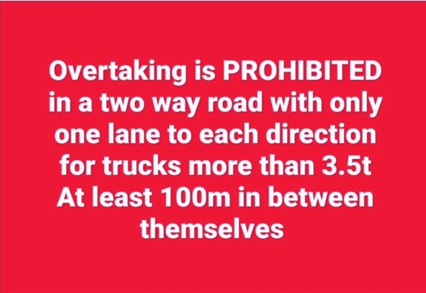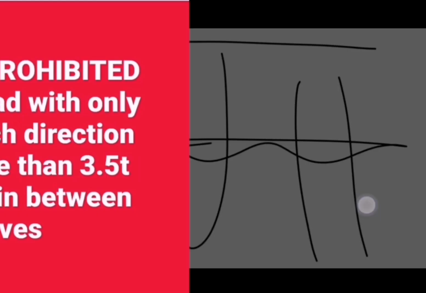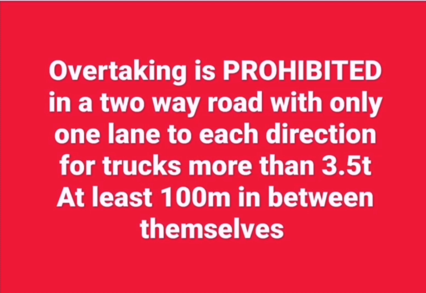Overtaking is prohibited in a two-way road with only one lane to each direction for trucks of more than 3.5 tons, at least 100 meters in between themselves. What they are saying here is actually a question. They are saying overtaking is prohibited for trucks that have a full load weight of more than 3.5 tons. Those trucks that carry goods with a full load weight of more than 3.5 tons cannot overtake.